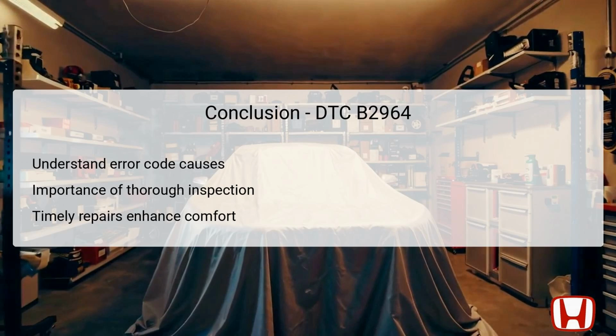In conclusion, understanding DTC B2964 and its implications for the climate control system in the Honda Accord is crucial for effective diagnostics and repair. The primary causes revolve around communication failures between the climate control unit and the climate control switch, with potential wiring issues or component malfunctions being common culprits.